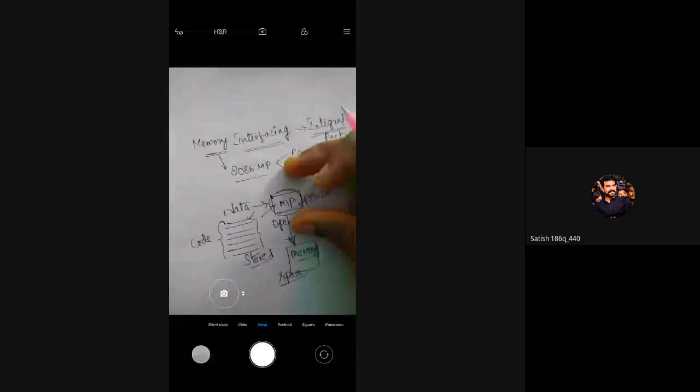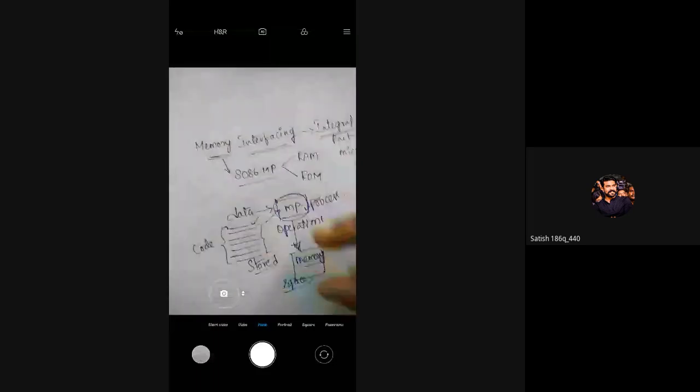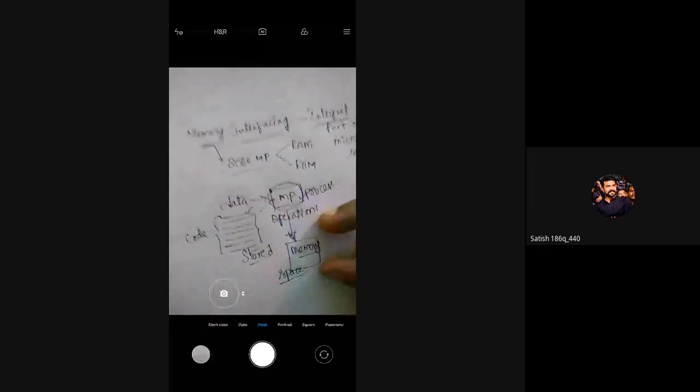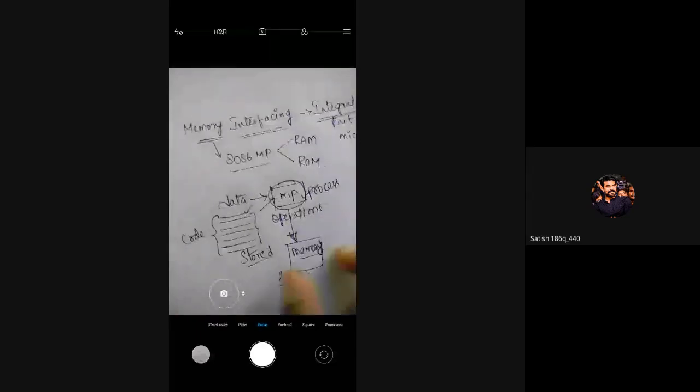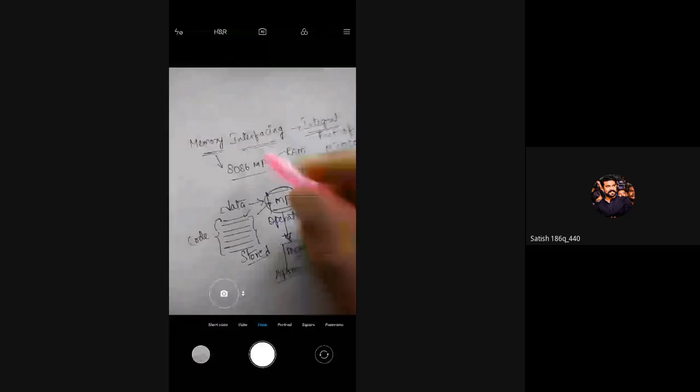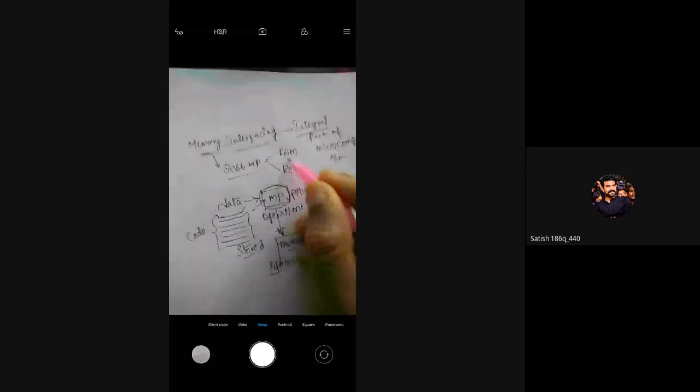Without memory interfacing, we cannot store the data on which we want to operate. So memory interfacing is considered an integral part of computers. We have to now see how the RAM and ROM get interfaced with 8086.